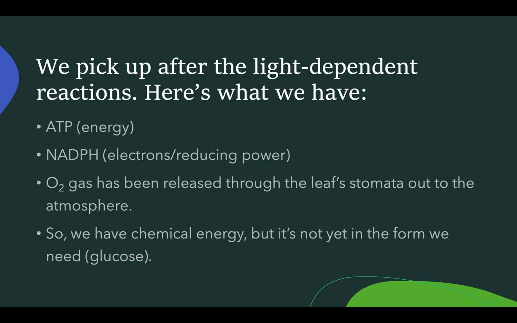And we have successfully trapped the sunlight energy and put it into a chemical form, but it is not yet in the form that we need. So the cells need glucose. We don't have glucose yet.